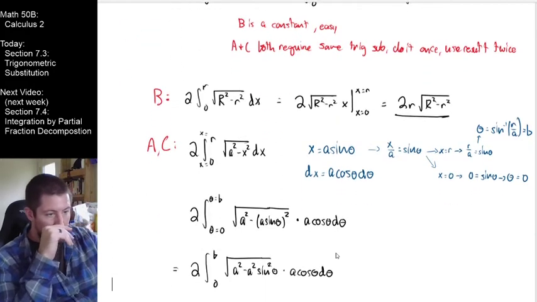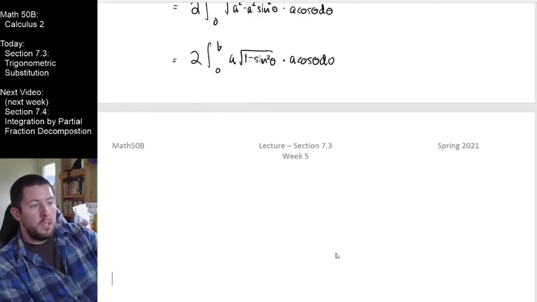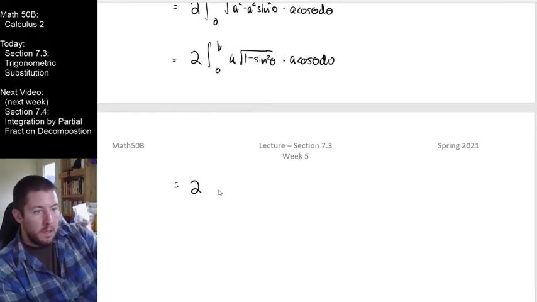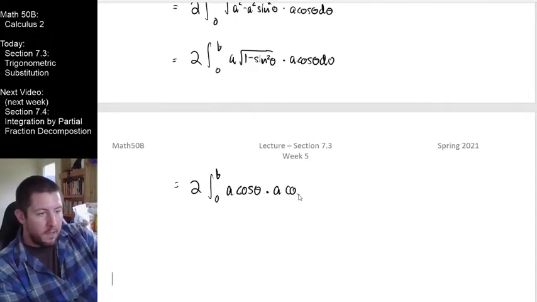Okay. All right, so here we are. So square root of 1 minus sine squared, that's just going to be cosine, because 1 minus sine squared is cosine squared. Square root of cosine squared is just cosine. So it looks like we're getting a cos theta times a cos theta d theta.